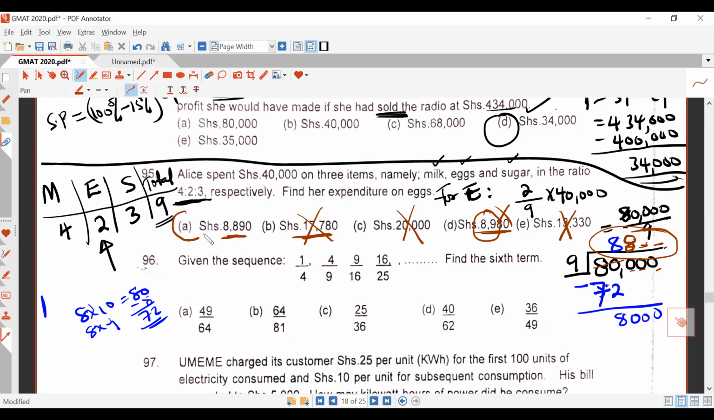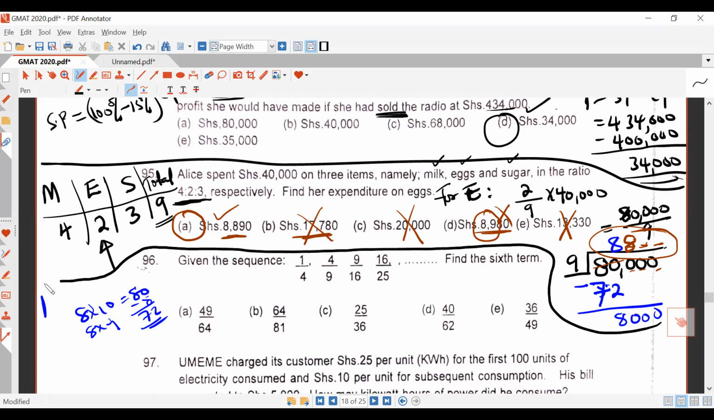So our answer therefore is this. You don't have to conclude the division because you don't have time. So that is how we choose that one there. In case you have time and want to confirm, you can, but I'm telling you, you'll be just doing yourself a disservice. Okay, I think we can go to the next number.